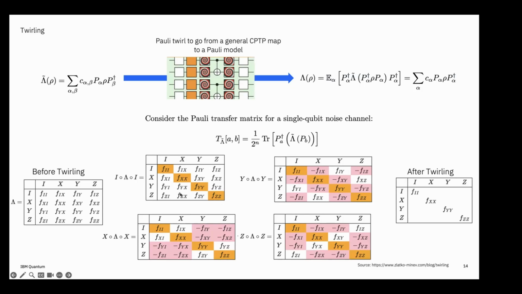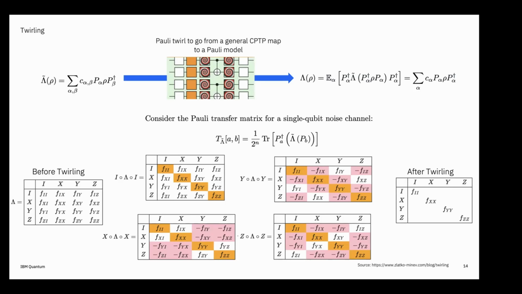And you'll notice that if you consider all of these, each term essentially gets 2 negative signs and 2 positive signs, okay, in the 4 different cases. So if you sum them up, you're going to get all the off diagonal terms to go away and only the diagonal terms to remain. This is how you would twirl in a single qubit case.